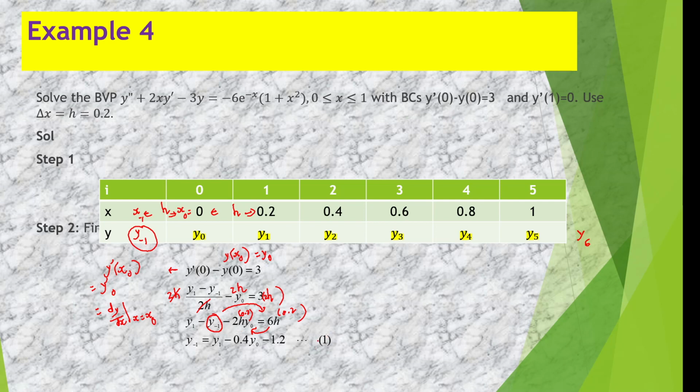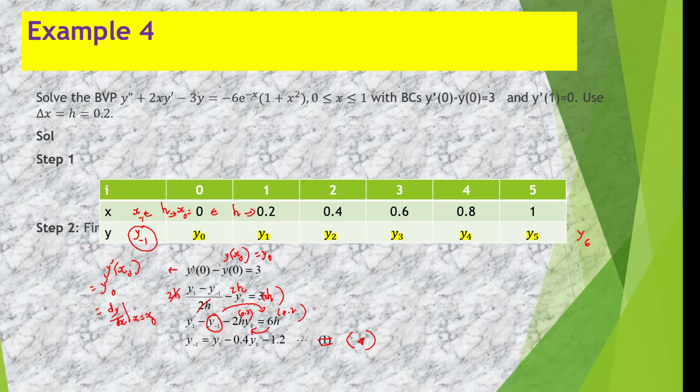Okay, this one, to not confuse you, you may replace this by equation star. So this is y negative 1, replaced by equal to y1 minus 0.4 y0 minus 1.2. Okay, up to now, do you have any question before we proceed to the second step?